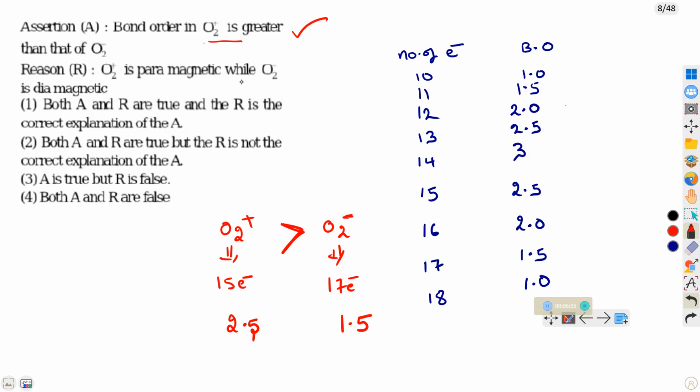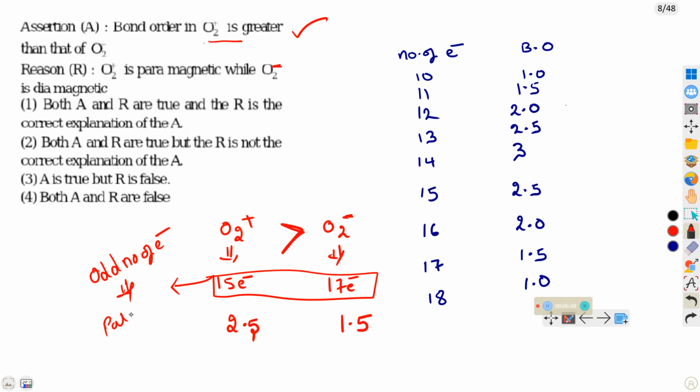O2 plus is paramagnetic while O2 minus is diamagnetic. Both have an odd number of electrons. A compound with an odd number of electrons is paramagnetic. Assertion true, reason false.